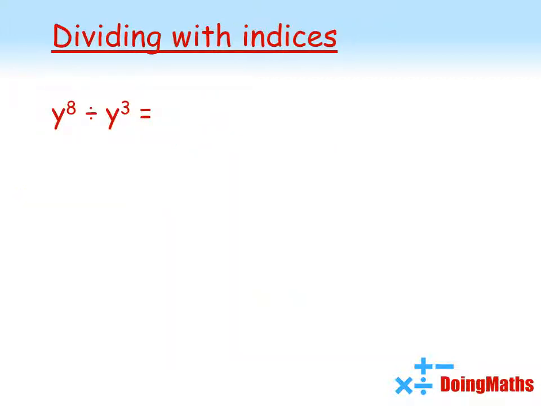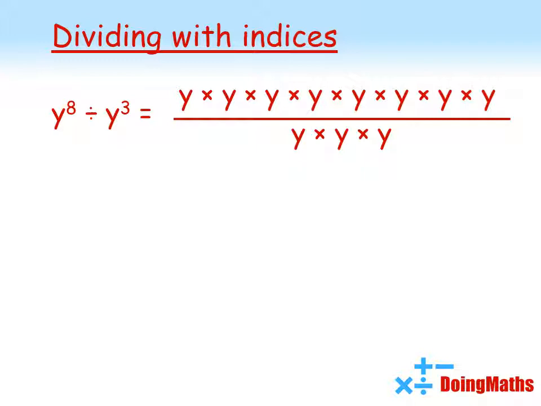Now what about if we're dividing with indices? Let's look at this in a diagram. So we're going to do y to the power of 8 divided by y cubed. So y to the power of 8, that's 8 y's all multiplying together, and we're dividing by y cubed. So let's write this in a fraction form, like that.